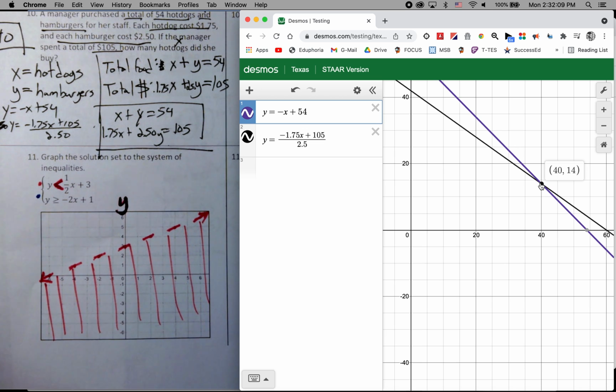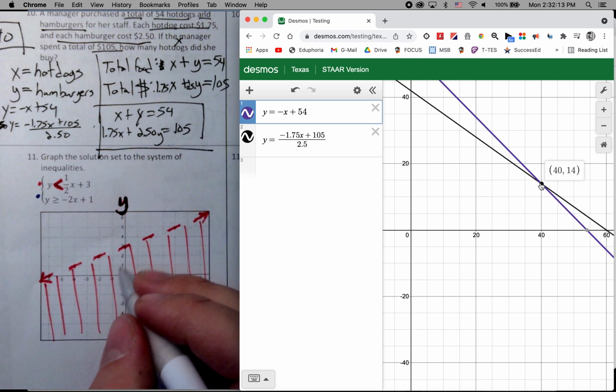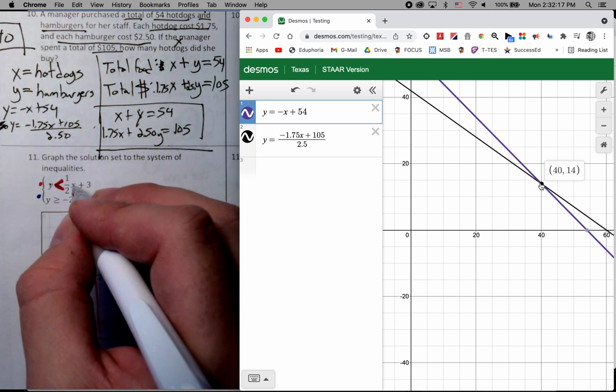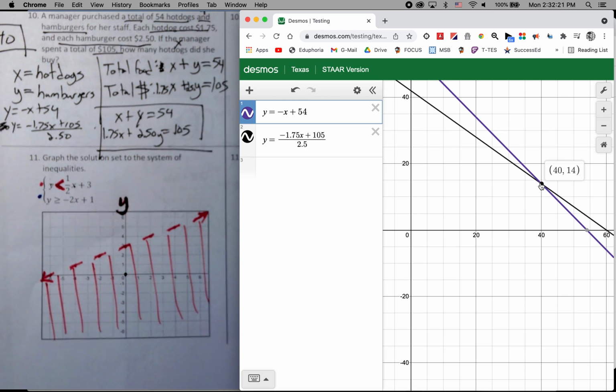I could also see if it's true, then we shade too. So if I pick 0, 0, I plug 0 in for Y and 0 for X. 0 is less than 3. That's true. So I'm going to shade towards the 0.